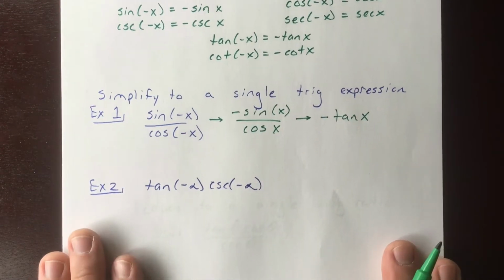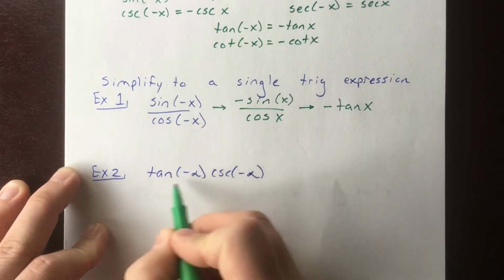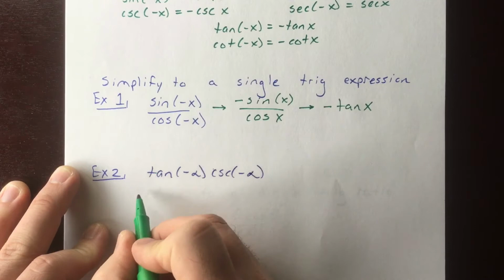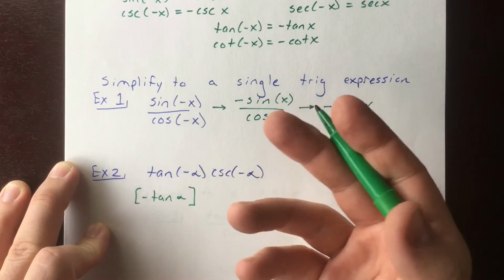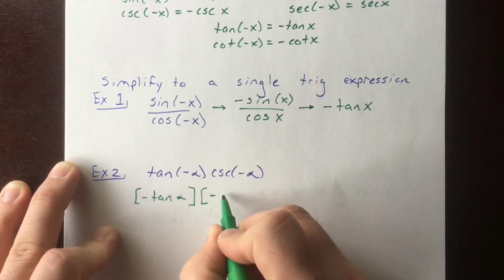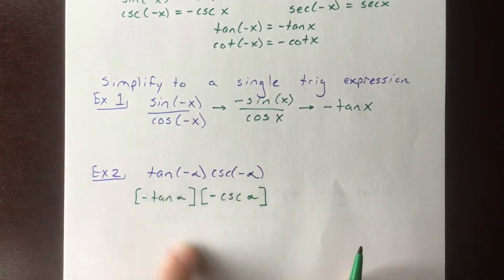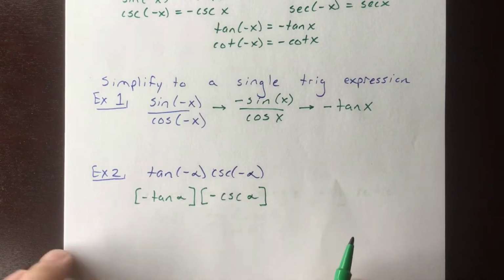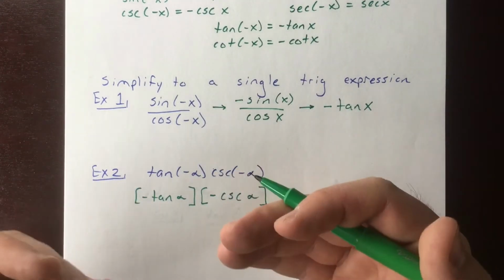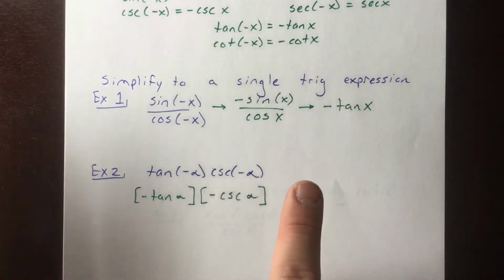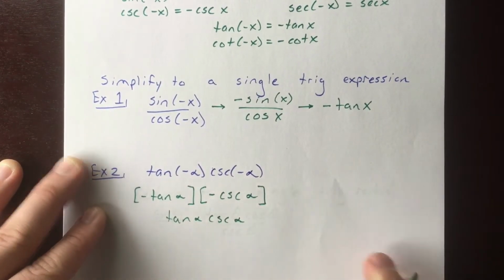So let's try another. Tangent of negative alpha multiplied by cosecant of negative alpha. So tangent is an odd function, so the negative here pops out front. And then cosecant is an odd function as well, so the negative there pops out front. Okay, so we're going to rewrite this now in terms of sine and cosine. Two negatives. In our next step, the two negatives will disappear. They're going to cancel. So we have tangent of alpha, cosecant of alpha.